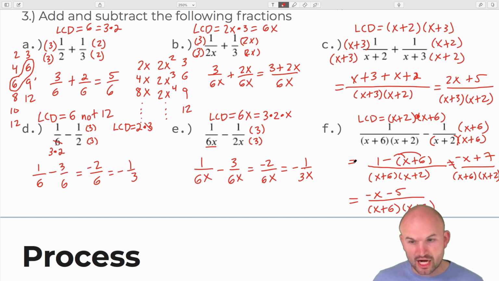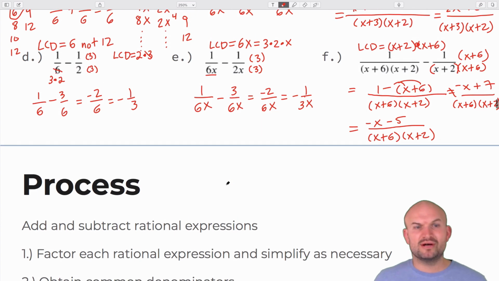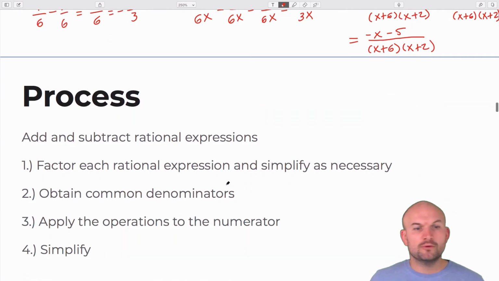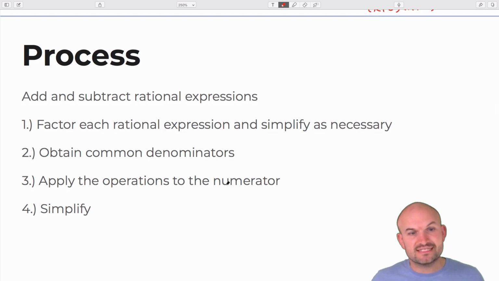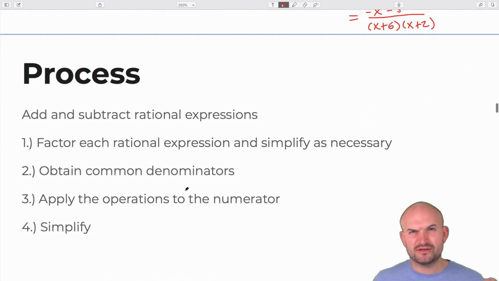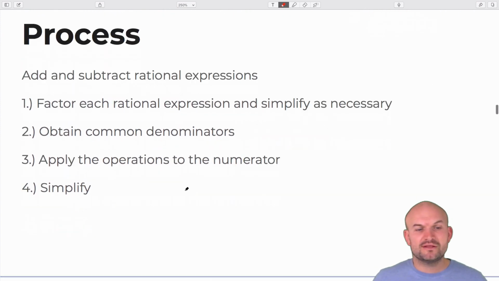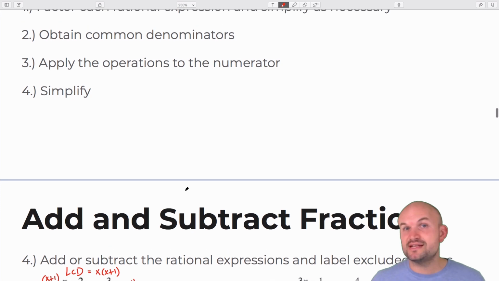Now, we do also do excluded values for these problems, but we'll get to that in our examples. So basically the process for adding and subtracting was to factor, simplify as necessary, obtain common denominators, and then apply the operation to the numerator, and then simplify if necessary. I think in all these simple problems, there was no way to do that. But let's go ahead and look at the examples, though, and kind of see if we have some options there.